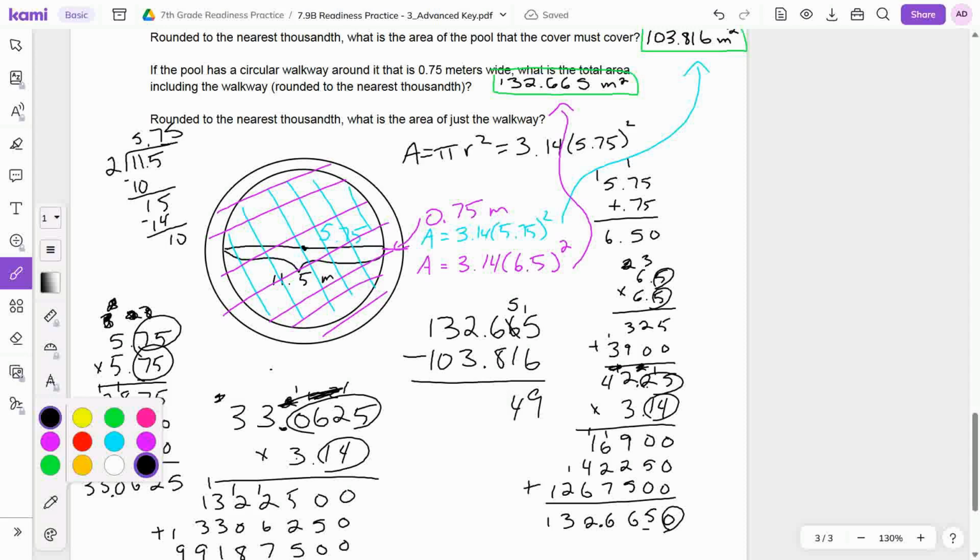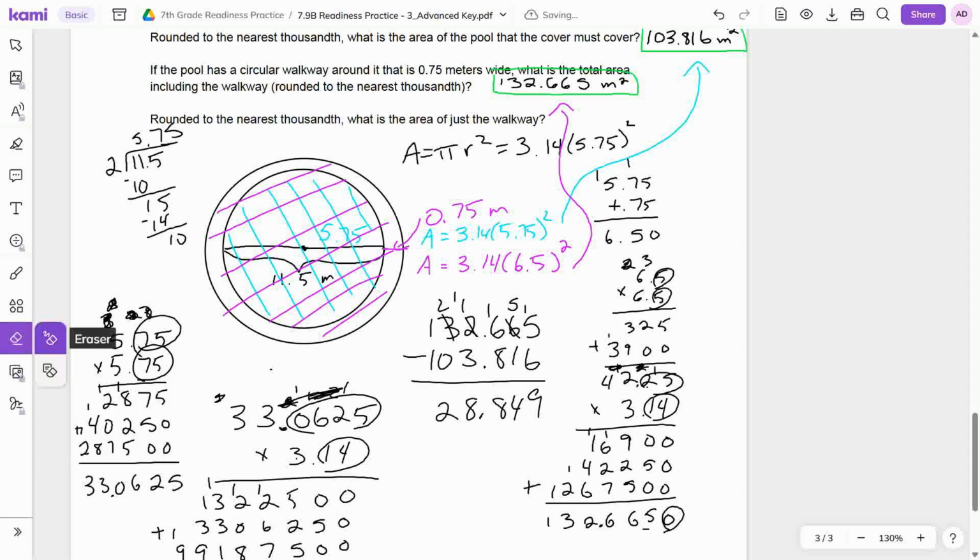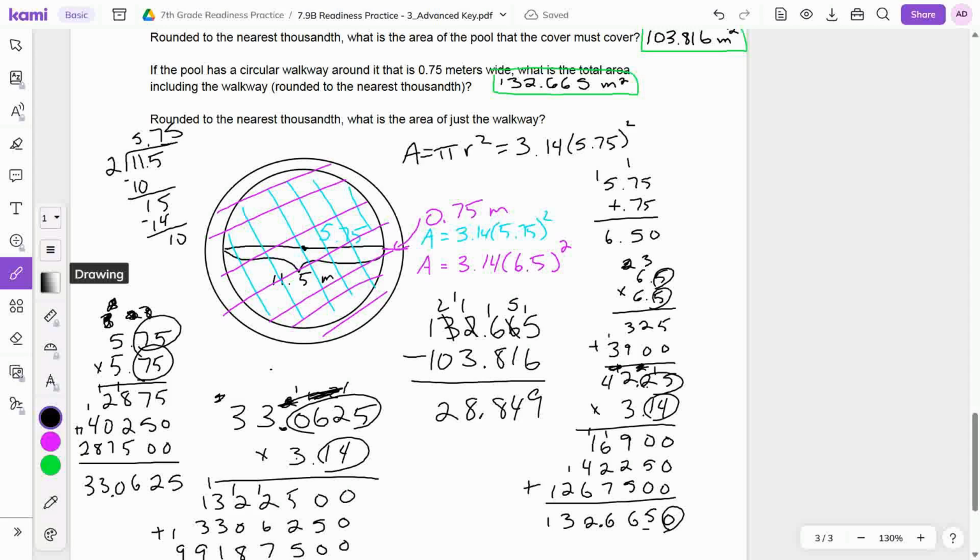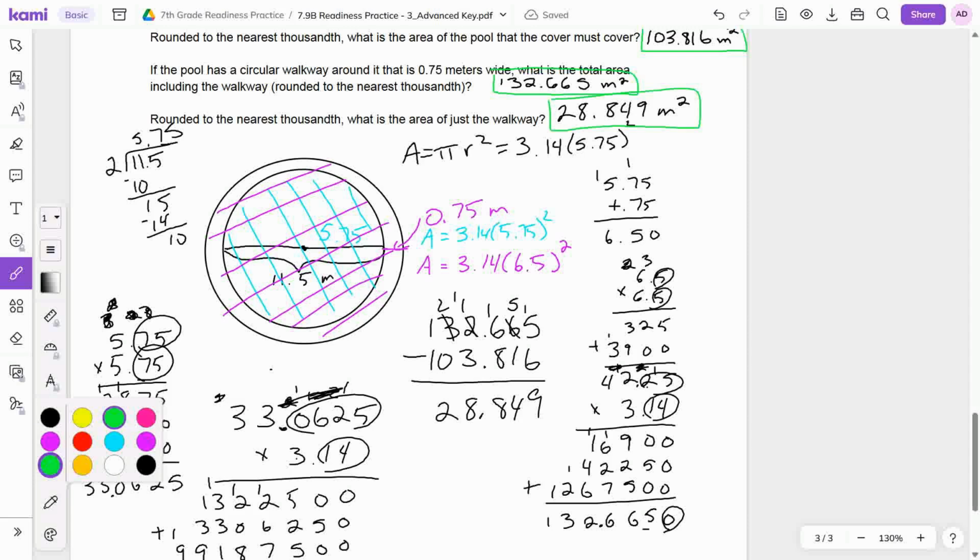9, that's a 4. Then we do have to regroup on most of them. That's an 8. That's an 8. That's a 2. All right, so it looks like we're going to have 28.849. Now I need to give myself a little bit of room here. So let's erase those. And let's write 28.849 meters squared. Because I just took the area of the part that was missing. And those are our 3 answers.